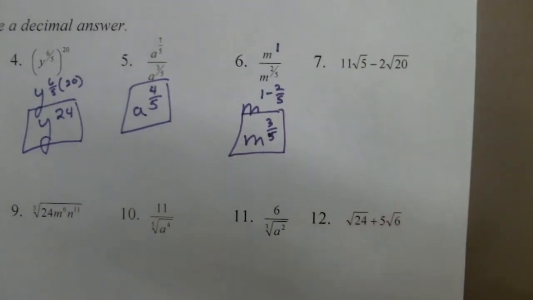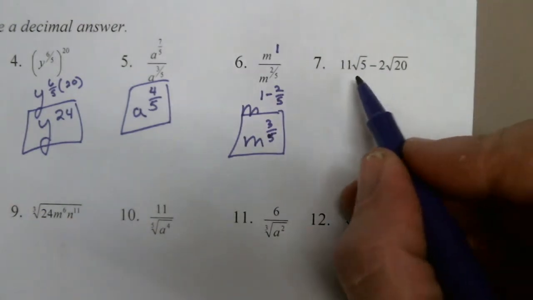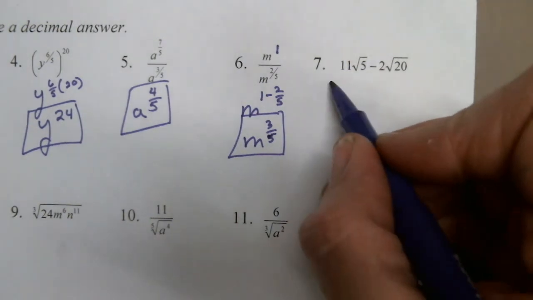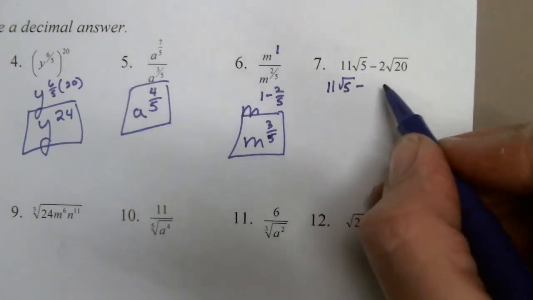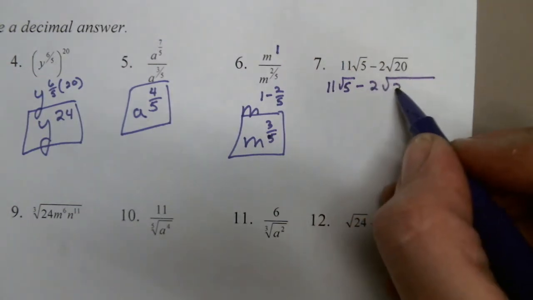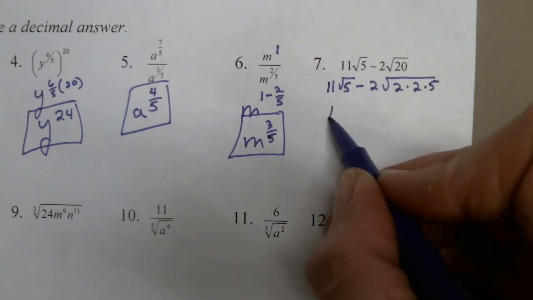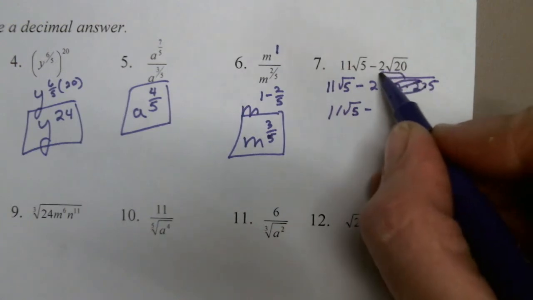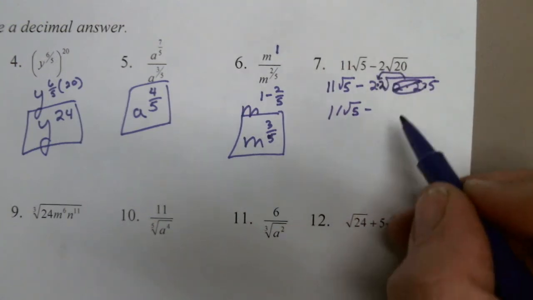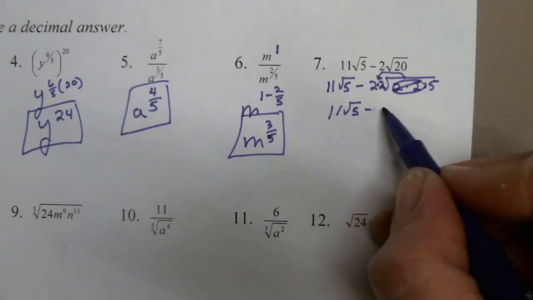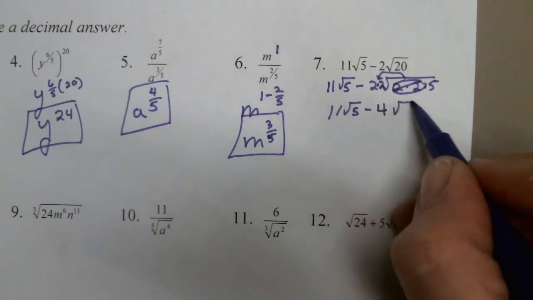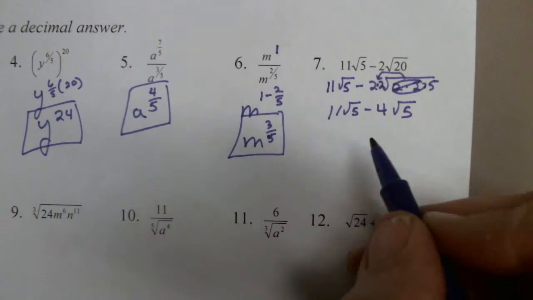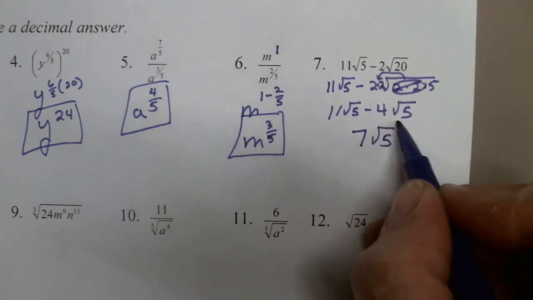Okay, now number 7. We have two radicals. We can't subtract them right now because they're not exactly the same radicals. It's just like a like term problem. 11 square root of 5 is simplified as much as possible, but the square root of 20 we can rewrite as 2 times 2 times 5. Square root of 4 is 2, so we can bring out another 2 to multiply by this 2. So we end up with 11 square root of 5 minus 2 times 2, which is 4, times the square root of 5. Now the radicals are exactly the same, and we can subtract. 11 square root of 5 minus 4 square root of 5 is 7 square root of 5.